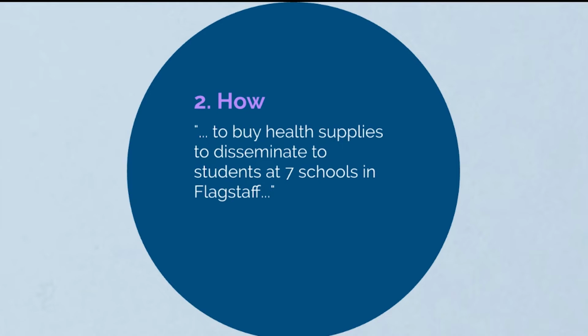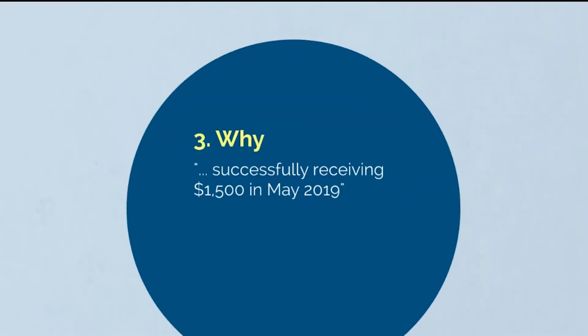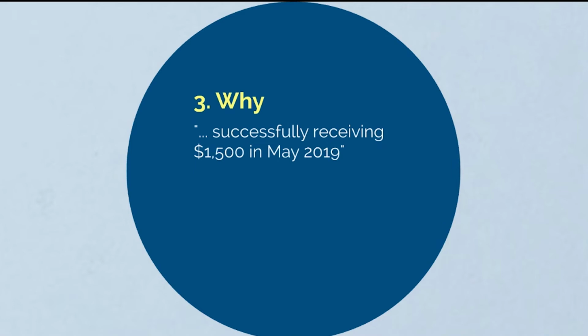However, he continues to add more meaning to the task by stating, to buy health supplies to disseminate to students at 7 schools in Flagstaff. He describes with more background and specifies and quantifies his actions. Moving on to step number 3, that's the why. Successfully receiving $1,500 in May of 2019. This specifically describes the results, actions, and impacts of the work that he did. Now we can see a complete accomplishment statement.